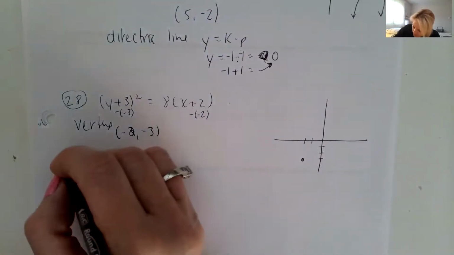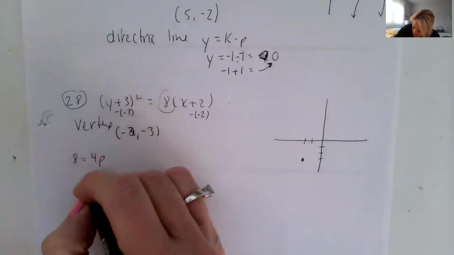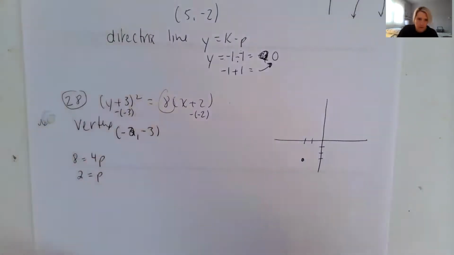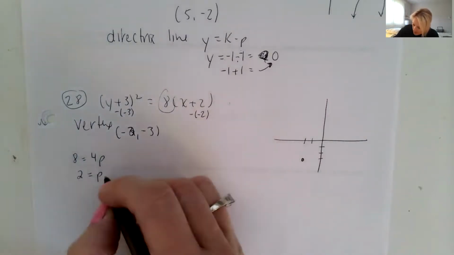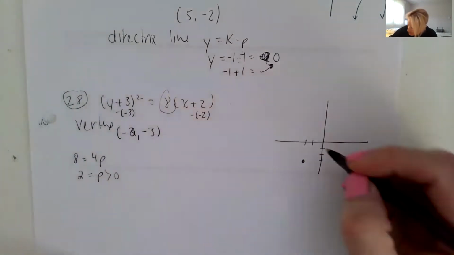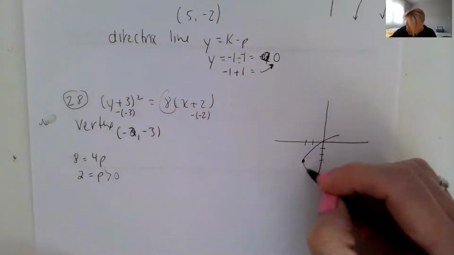And then 8 is equal to 4P, and so P is equal to 2. And so since P is greater than 0, it's going to be facing right. And so this is our vertex. So it's going to go something like this.